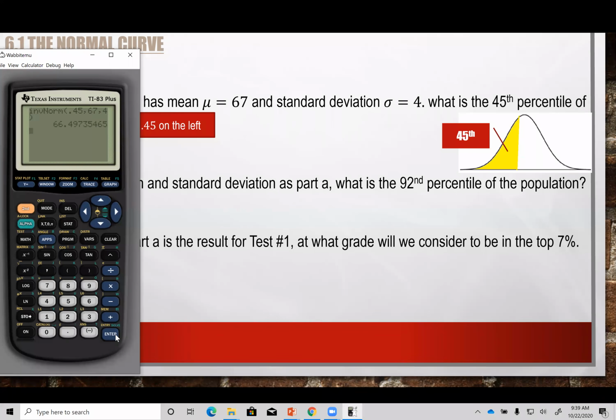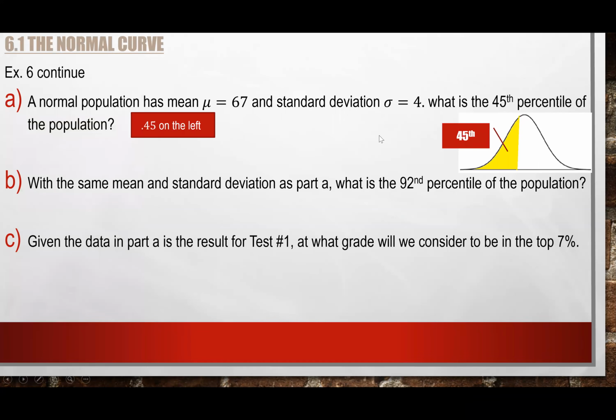For your TI-84, you have that prompt. For your TI-83, you have to manually type in the first value, which is the area to the left of your data. The second value is your mean, and the third value is your standard deviation. If you type this in, this is what you have: 66.497, or 66.5.